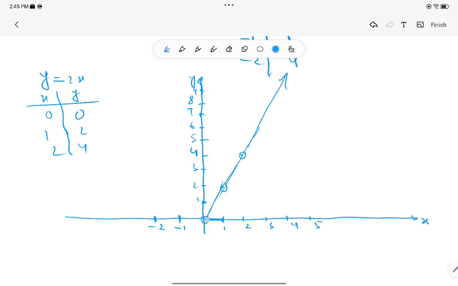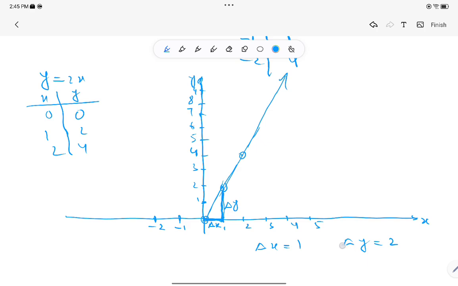Let's calculate the corresponding change in y. Here y is 0, and there y is 2. This is the change in x, this is the change in y. So how much is the corresponding change in y? We can write it down. Change in x is 1. The corresponding change in y: look how much y changes. Initially it was 0, now it is 2. So 2 minus 0, that is 2. Change in y is 2.